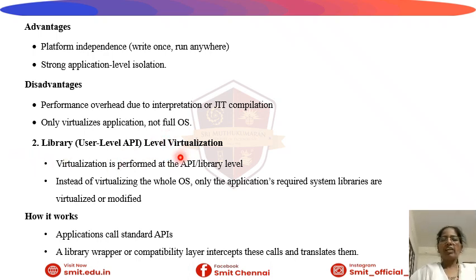Second one, library level virtualization. Library level virtualization is performed at the API or library level. Instead of virtualizing the whole operating system, only applications are required, and libraries are virtualized or modified. How does library level virtualization work? The application calls the standard API. A library wrapper or compatibility layer intercepts these calls and translates them.